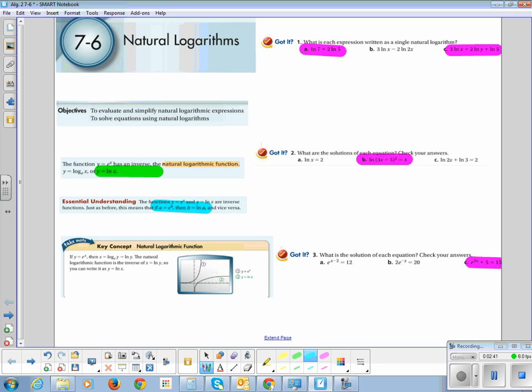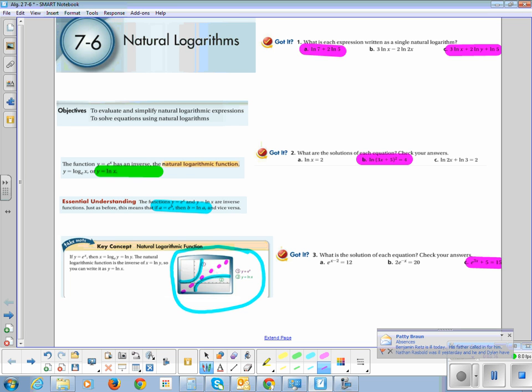So here's what the graph looks like. We have the exponential form here, and then we have the natural log version of it here. They're mirrored across the line y equals x. If we folded this paper along the line y equals x, these guys would line up right on top of each other.